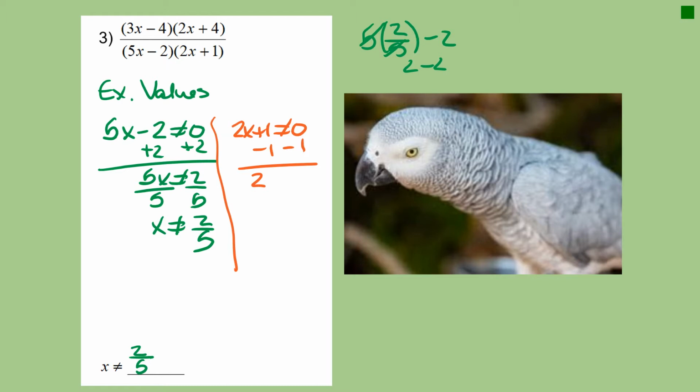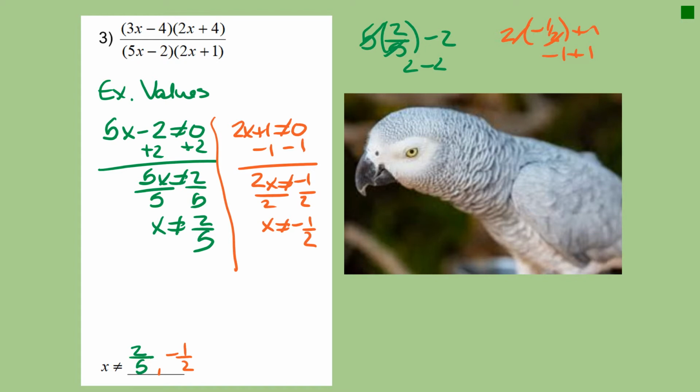My other excluded value: 2x plus 1 can't equal 0. I'm going to subtract 1. 2x can't equal negative 1. I'm going to divide by 2. X can't equal negative 1/2. That's my other one. Here's why: 2 times negative 1/2 plus 1 is negative 1 plus 1. That's 0. That's bad.